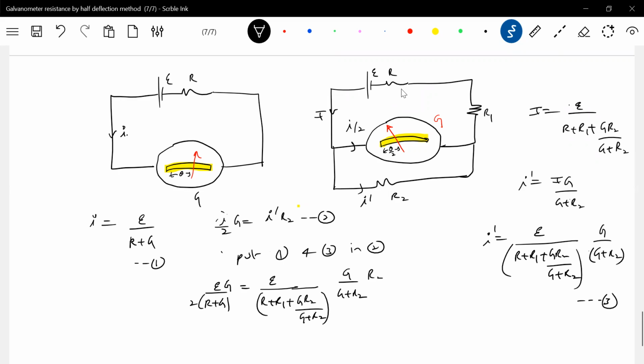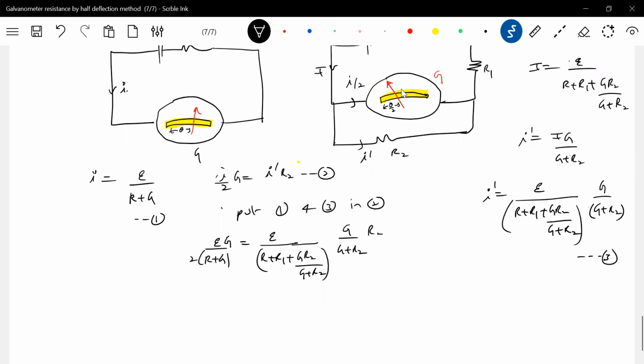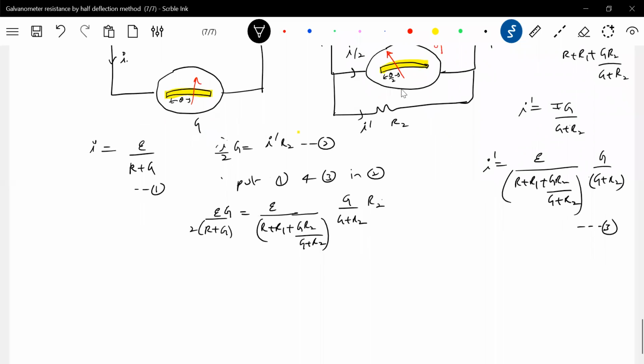What is the problem? Why is this not advisable? Some books give only this. I think some Indian author books have questions like this. But let's see, we'll see where we land up. So this will become 2R plus G is equal to, EG gets cancelled. So R2 is equal to 1 G plus R2 will get cancelled out. So R plus R1.